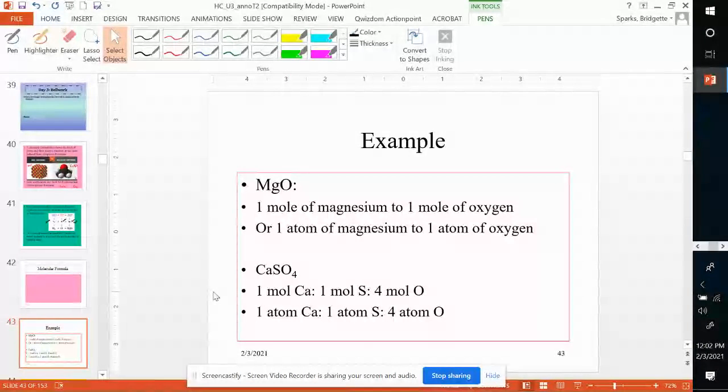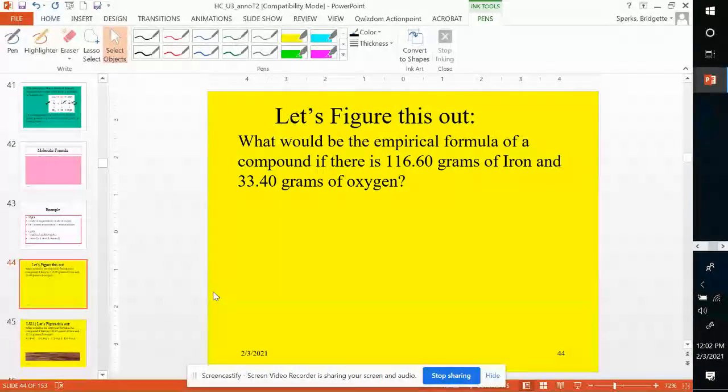And that's going to be important when we're asked to find empirical formulas like this one. What's the empirical formula of a compound that has iron and oxygen in it? So we're essentially being tasked with finding the subscripts, right? What is the ratio of iron to oxygen? Now remember, we just got done saying that X and Y could be number of atoms, but it also could be number of moles.